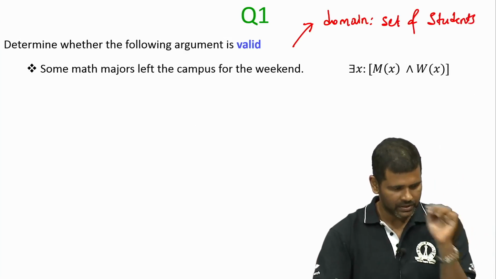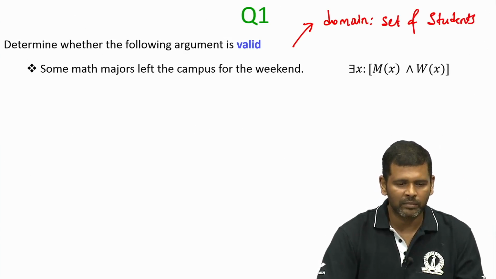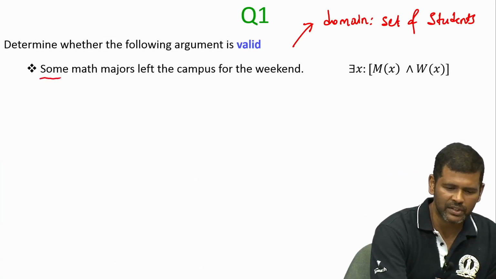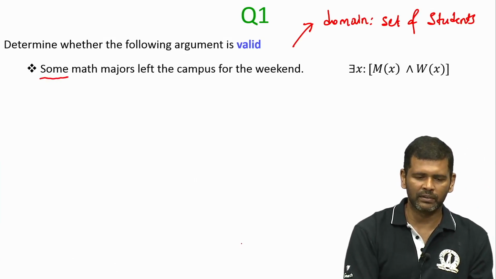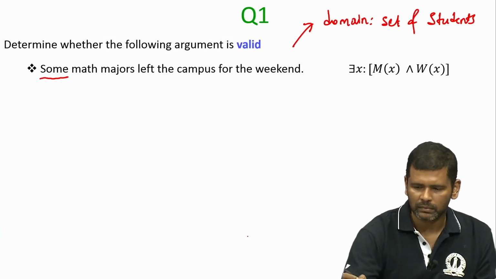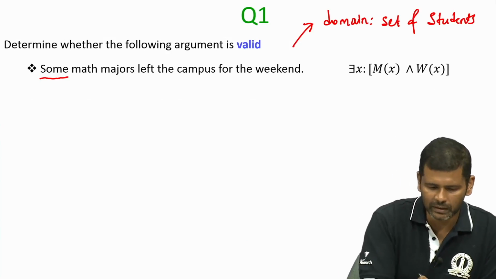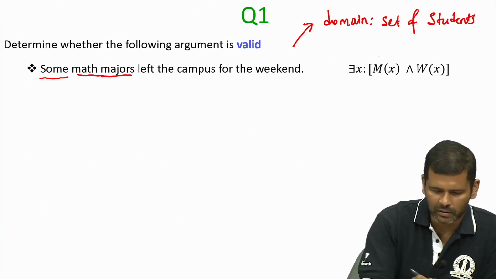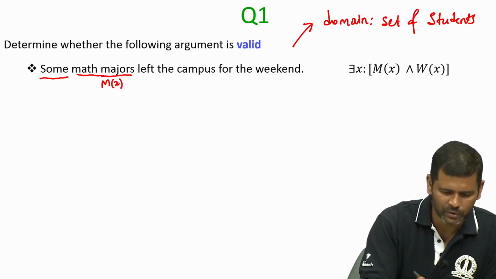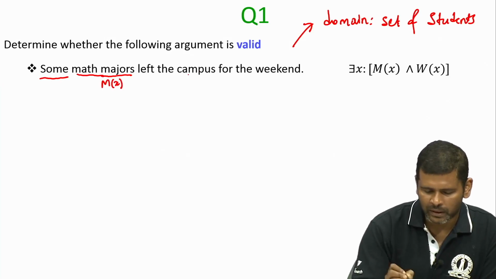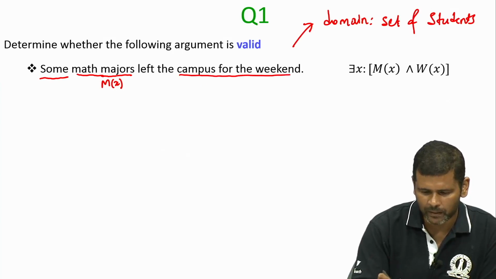Okay. So, the first statement, the premise here, is: some math majors left the campus for the weekend. It is easy to see that this is an existentially quantified statement; it is not making an assertion about all the math majors. But let us first decide what predicates we need here. The assertion is about math majors, so let m(x) be the predicate which is true if the student x is a math major, and we are saying something regarding whether he has left the campus for the weekend or not. That is the second property for the subject x.